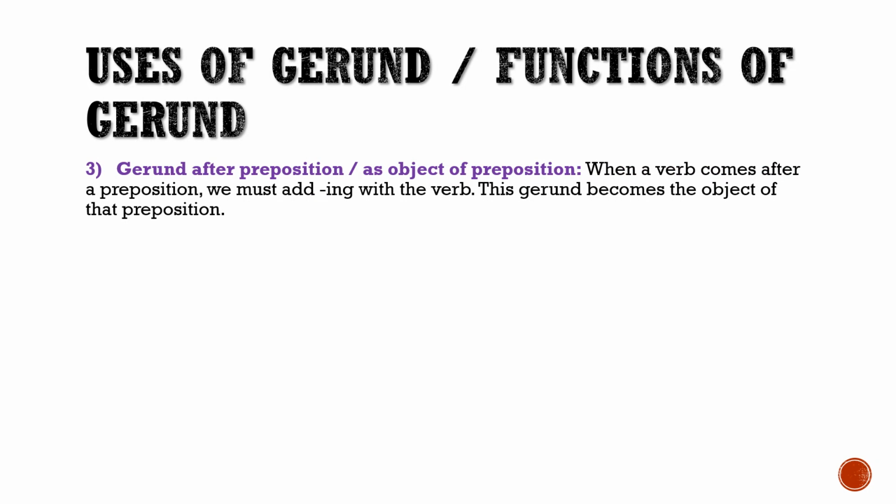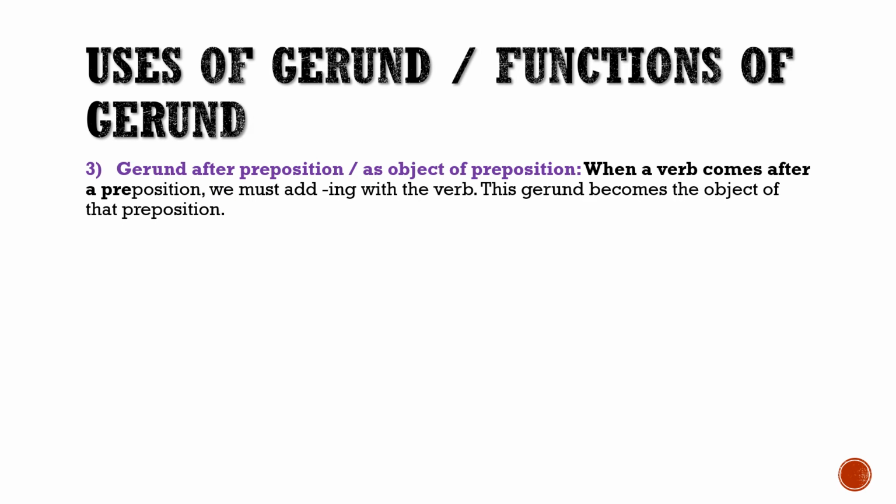So we can use gerund after preposition, right? So the matter is that we can use gerund as object of preposition when a verb comes after a preposition. We must add ing with the verb. This gerund becomes the object of that preposition, right?